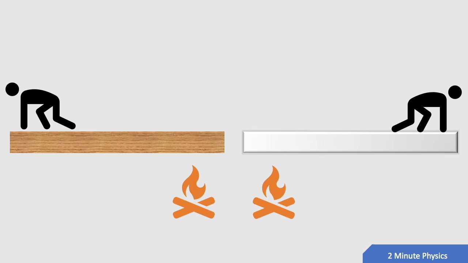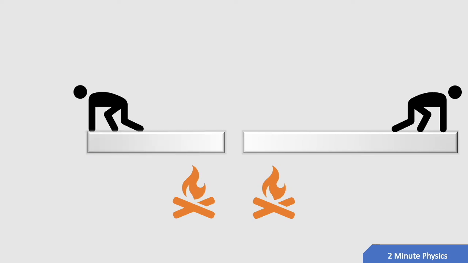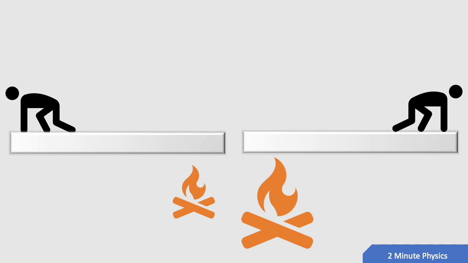We can see from this diagram how fast the other end of the fire gets hot depends on several factors. First, the material of the conductor. Is it wood or metal? Or the size of the conductor. Is it a long bar or a short bar? And lastly, the amount of heat supplied to the system.